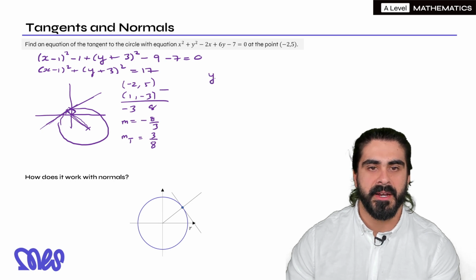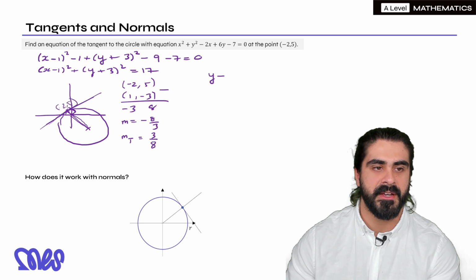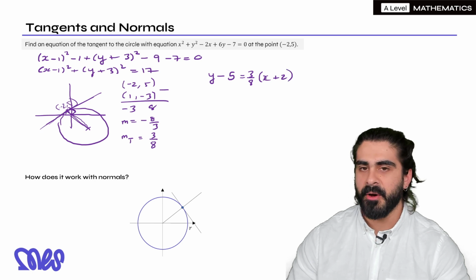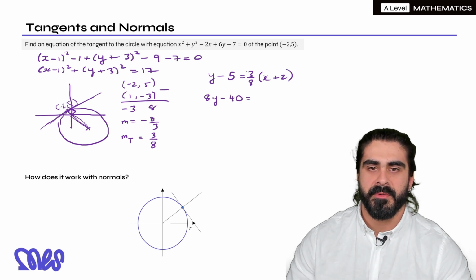Then we do y minus y1. Now remember, we're using the coordinate of the point (-2, 5). So here you can't just choose any of them. So it'll be y minus 5 equals the gradient, 3/8, times x minus -2, which would be x plus 2. Now we're just going to times through by 8, then multiply in the 3, and then move everything to one side.